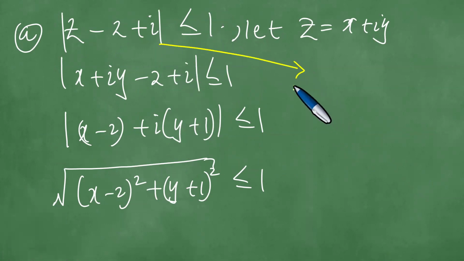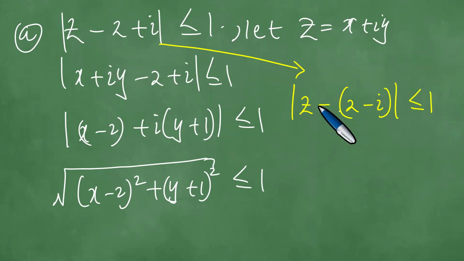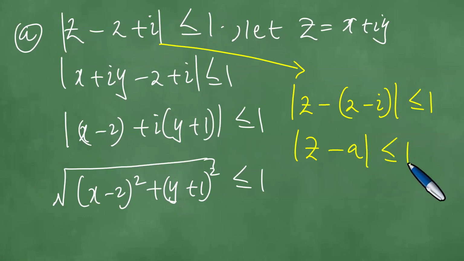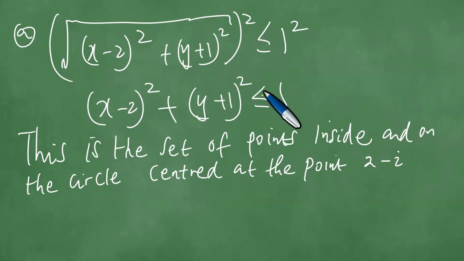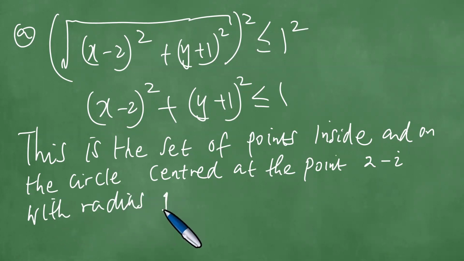And at this point, we can write this as z minus, but then you put 2 minus i, you factor out the negative here. And so obviously this becomes the modulus of z minus (2 minus i) is less than or equal to 1, where z is a complex number. So this becomes in general the center associated with this circle, and this is some radius. But once again, this is not a circle, it's a region. In the way this is described, this is the set of all points inside and on the circle centered at the point 2 minus i, with radius 1.